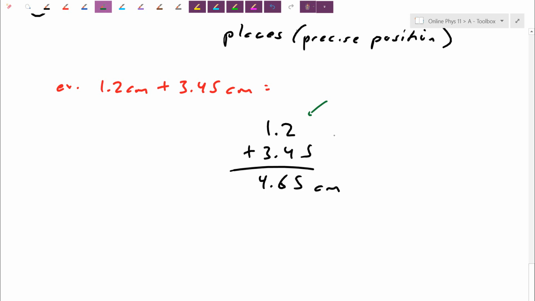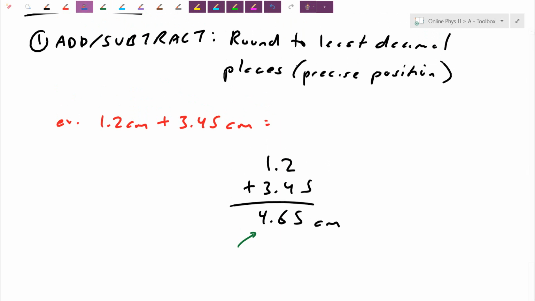1.2, it thinks exact 3.45 when you type that in. That's why it gives you exact 4.65. Now when we do this rule here, we say, wait a second. These ones here were actually centimeters. These ones here were actually measurements. These ones here are actually sort of plagued by significant figures. We can never know the real value of a number because it just depends on how good my measuring tools are, how good my eyeballing, estimating, interpreting my values are.